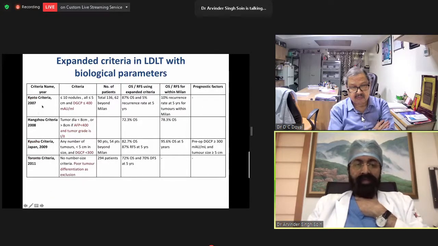Now, these are the specific ones that look at biology. The Kyoto criteria look at DCP. The Hangzhou criteria look at AFP and tumor grade, and then there are the Kyushu criteria and Toronto criteria. The Toronto group does a biopsy for every HCC patient and then looks at tumor differentiation, although we all know that the differentiation may vary between different parts of the tumor.